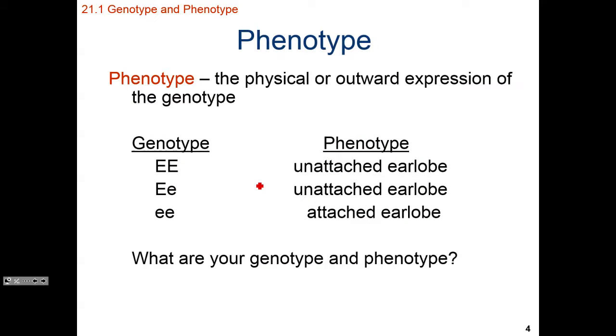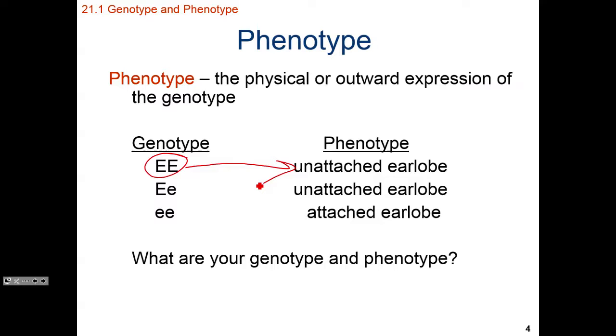So let's go back to attached and unattached earlobes. What you can see manifested is typically referred to as the phenotype, or the trait being expressed. So the genotype determines what the phenotype is going to be. The specific alleles of the specific genes that a person has inherited determine what the physical characteristics of that person are going to be. If that person has a genotype that is homozygous dominant for the earlobe being unattached, they will have an unattached earlobe.